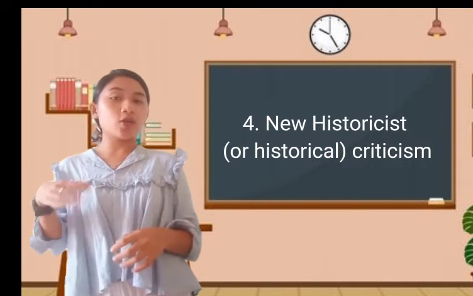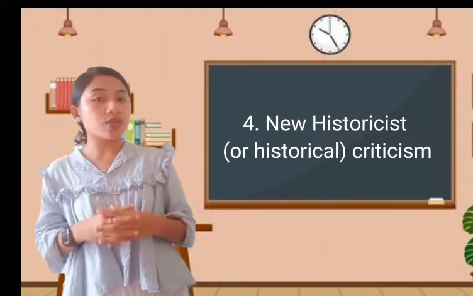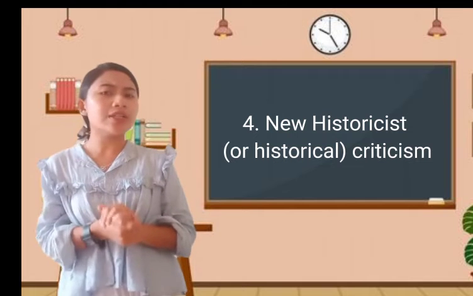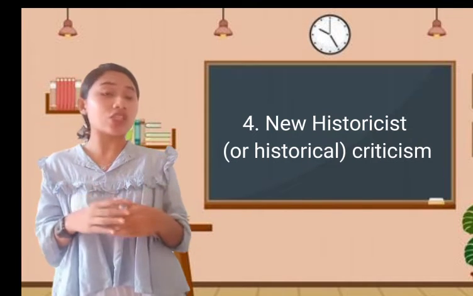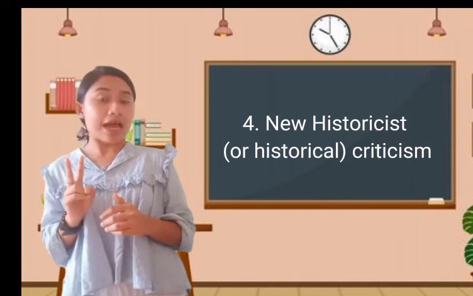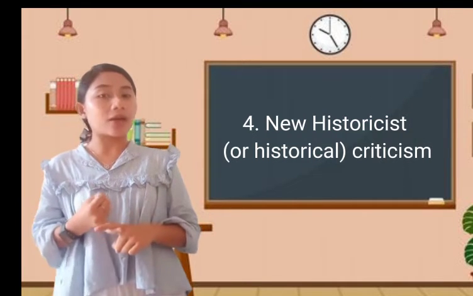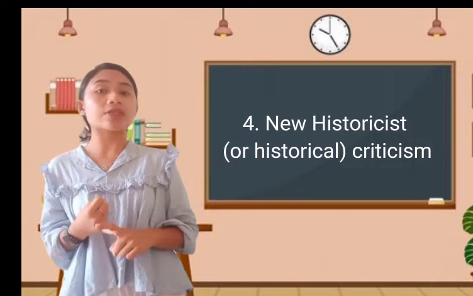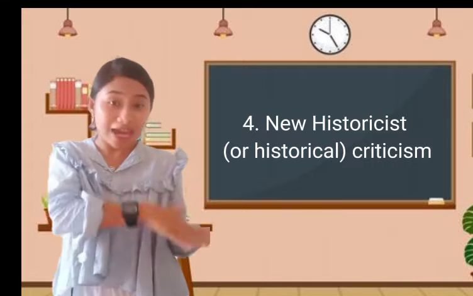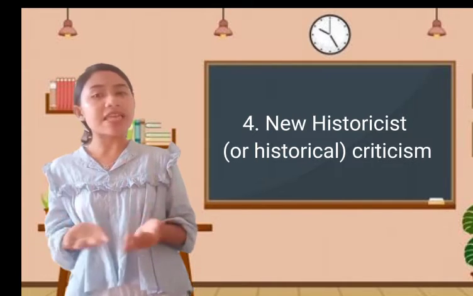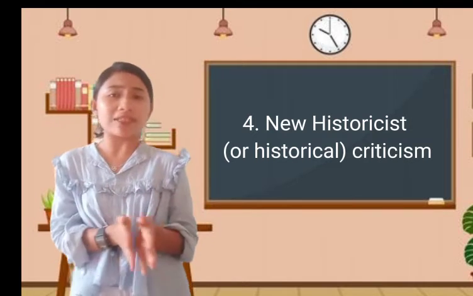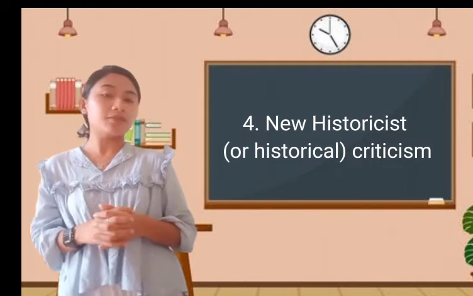Now let's go to number 4, new historicism or historical criticism. It holds that every literary work is the product of its time and its world. It has two tenets of new historicist criticism. It gives appropriate background information to help readers understand how texts were perceived in their time. And it examines how literary texts reflect the ideas, beliefs, and attitudes of the time in which they were created.